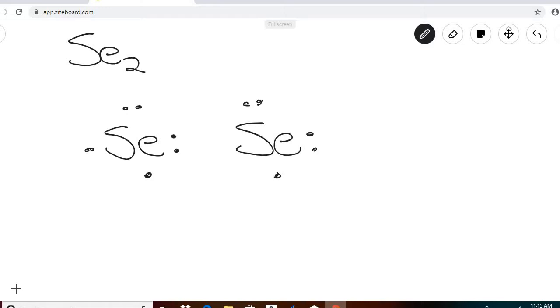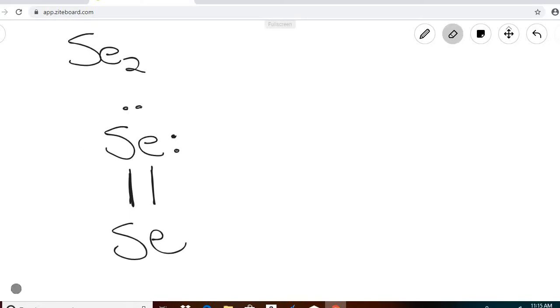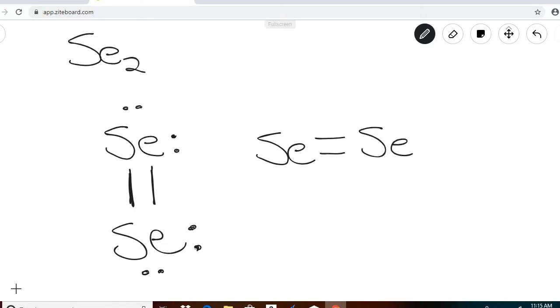and we'll go ahead and make a bond there, and then we'll put this one and this one together, also making a double bond, and so we would have that. Okay, and then around each selenium, you'll go ahead and put the pairs of valence electrons. Now we could have drawn this like this, it would be the same thing.